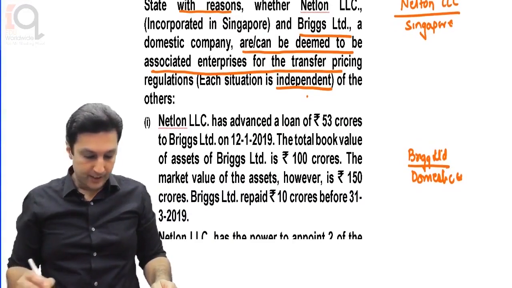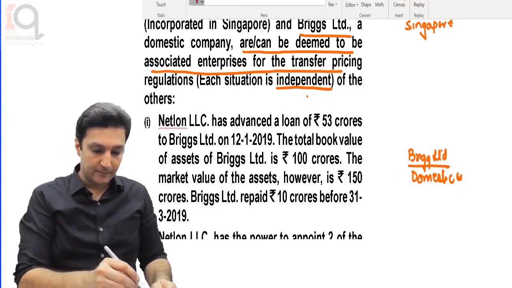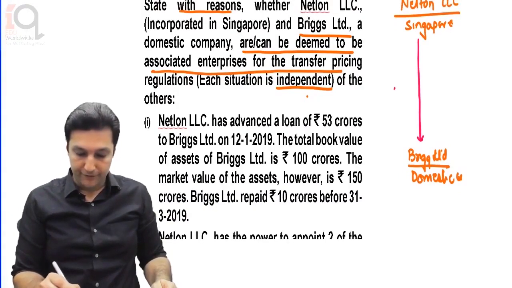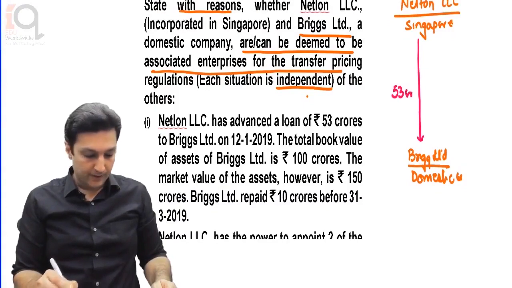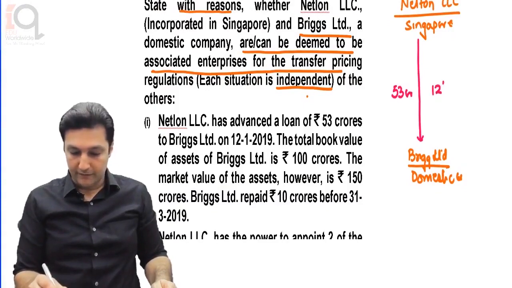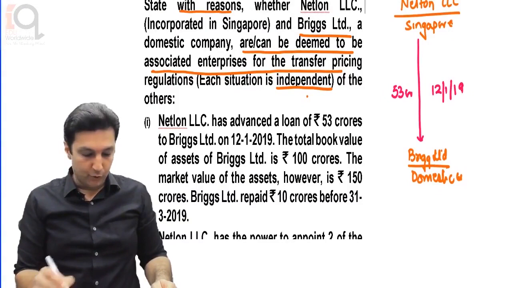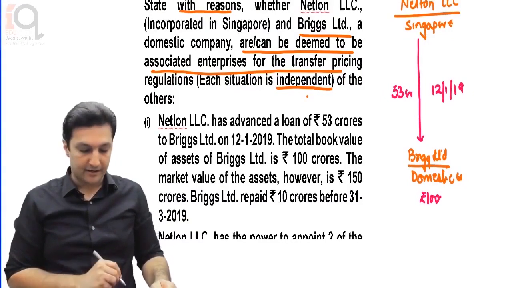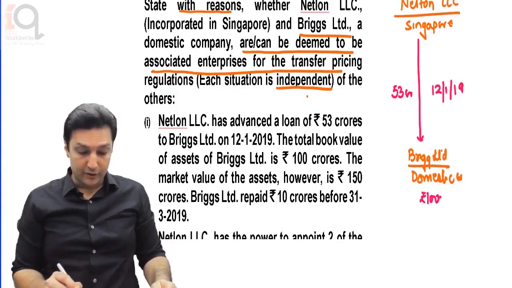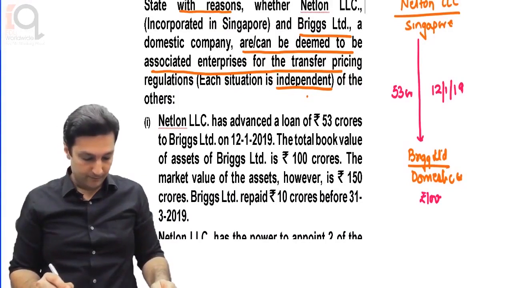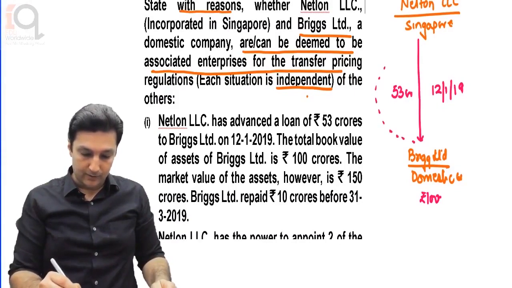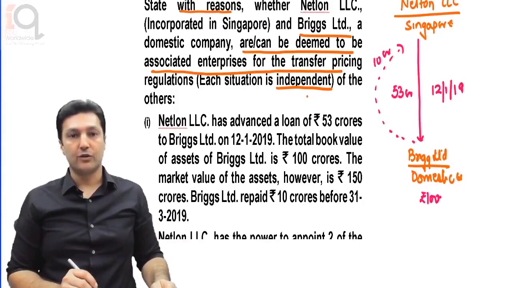Now he says Nelton LLC advanced a loan of 53 crore on 12/1. The book value of the assets is 100 crore. So the book value of assets is 100 crore. The market value of the assets is 150 crore. Briggs Limited repaid 10 crore. So there is a repayment of 10 crore before 31st of March.